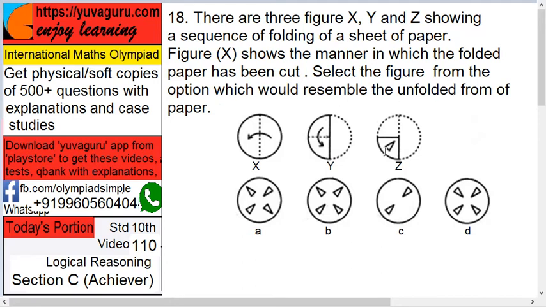Suppose if I give a cut and then unfold it, then which one would look the same? See here, this point of the triangle is inside, right? So which one has and there would be four triangles because you unfold it over here and here. Four triangles would be there. So pointed inside, which one has it? Only D. So D is the answer.